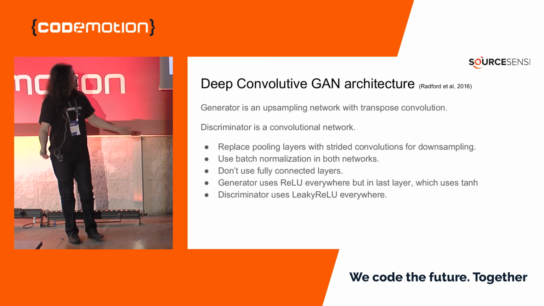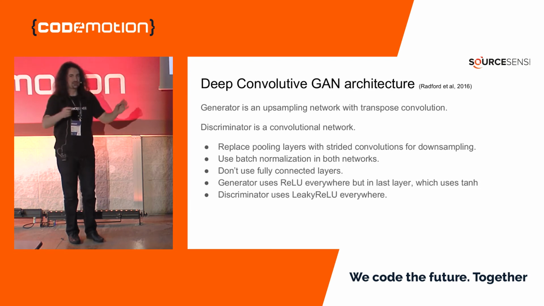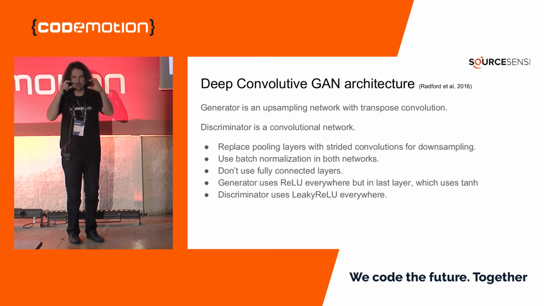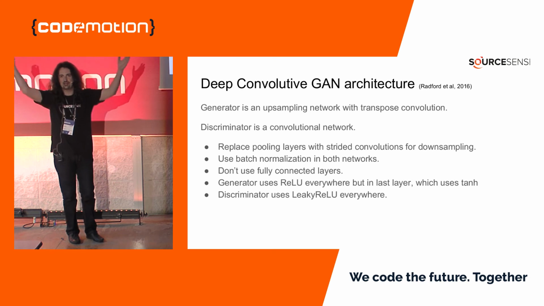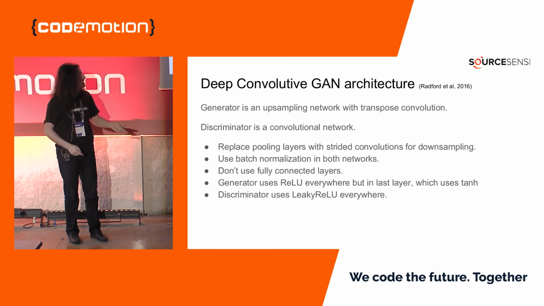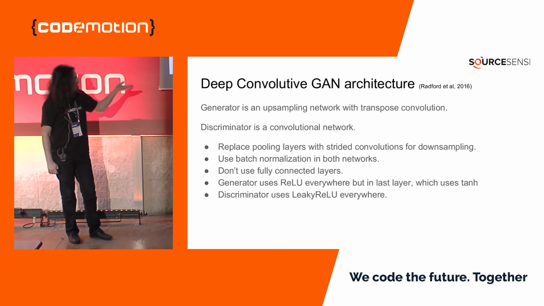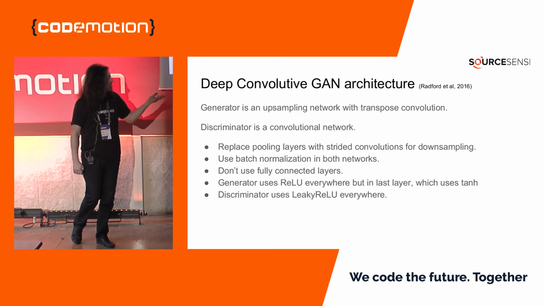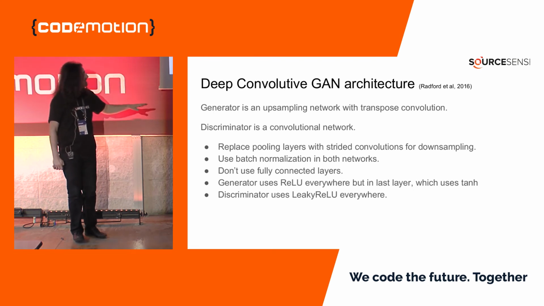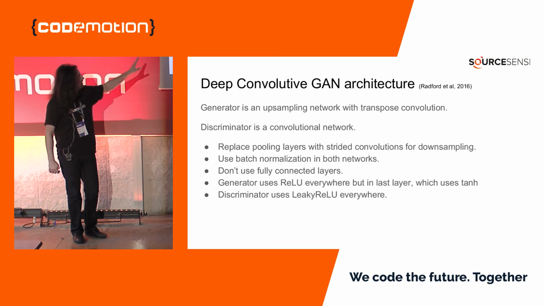So the generator is just an upsampling network with transpose convolution. We start from a small image with noise, and we generate a full high-resolution, super nice image. And the discriminator is just a normal convnet. This work, from Radford et al. in 2016, laid down the basis of how we should actually design the architecture.